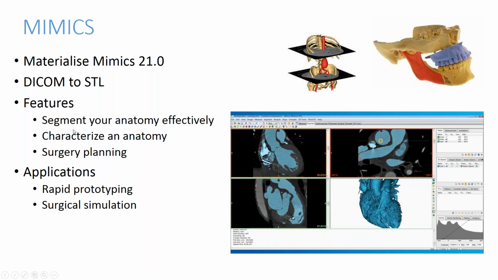And coming to the features of this Mimics, we can segment your anatomy effectively. You can go deeply and see each and every part. You see the arteries of the heart, and then you see the veins and the arteries. You can see and touch them, and see the connections between them. You can see everything.